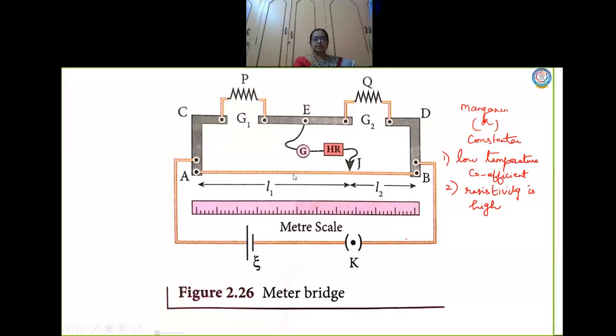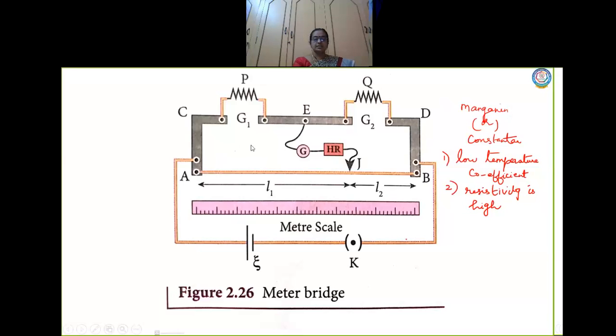Now the length of the wire is 1 meter, or 100 centimeter. You have a meter scale here which measures the length, 100 centimeter or 1 meter. Now this wire is stretched between two copper strips C and D. So where are C and D, children? This is C and this is D. The wire is stretched between two copper strips.